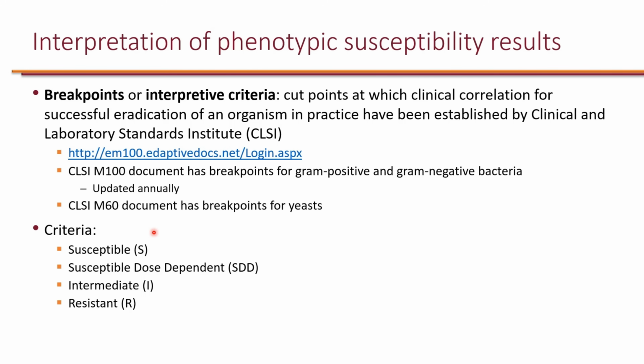And the way we interpret it is that we use CLSI, the organization that gives us the interpretive criteria or breakpoints for MICs. And I will show you how to navigate this document, but essentially they will tell you for a given organism, for each antibiotic, at what MIC cutoffs it will be considered susceptible, intermediate, resistant, and for some of these there will be a susceptible dose dependent, meaning that it would be susceptible as long as you give a certain amount of antibiotic.